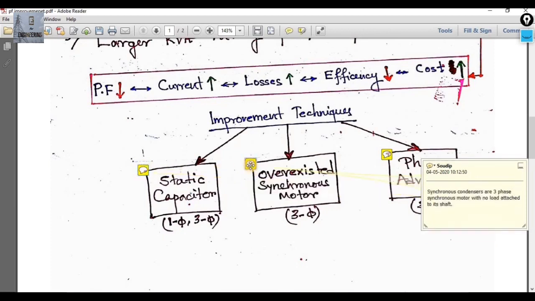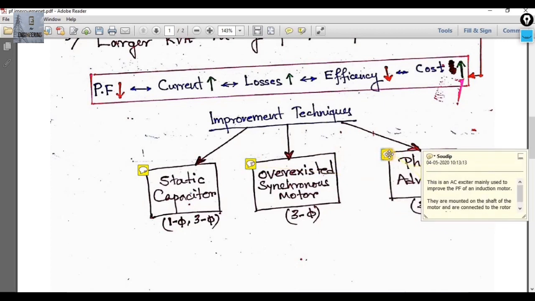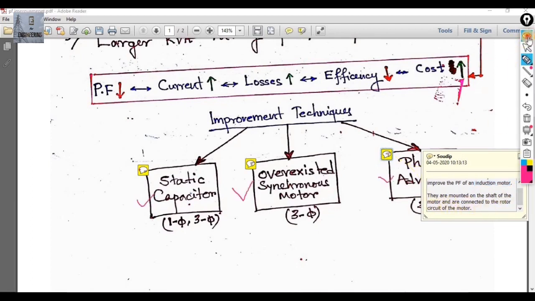For the overexcited synchronous motor, a synchronous condenser is a three-phase synchronous motor with no load attached to its shaft. A phase advancer is an AC exciter mainly used to improve the power factor of an induction motor. It is very important: it is only used for induction motors. They are mounted on the shaft of the motor and are connected to the rotor circuit of the motor. That's very simple.